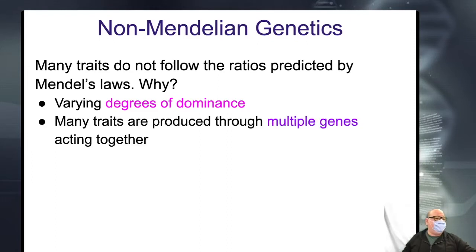The next one: many traits are produced through multiple genes. Human hair and skin color are examples of this, and so are things like eye color. A lot of times you'll get biology students who will learn the Mendelian laws of genetics and go, Mr. Sater, they don't work. My eye color and my parents' eye colors are messed up. So don't try to use Mendelian genetics for non-Mendelian traits like the ones I'm talking about.